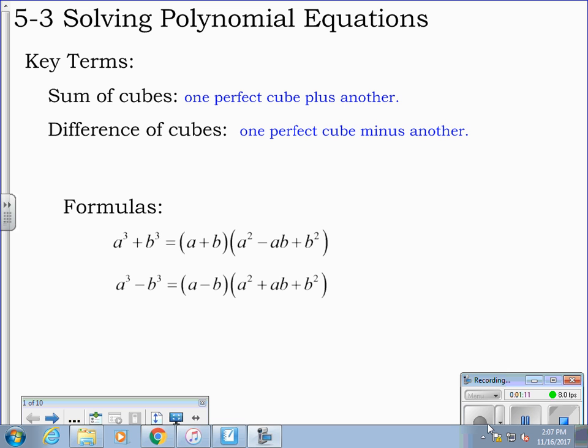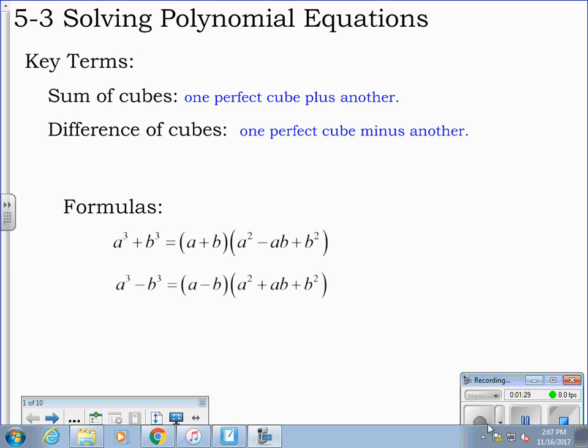So think about that when you're prepping for the Chapter 5 test and your skills test on that, or your lesson quiz when we come back from break. It's going to have this. Okay? You have to have these formulas memorized. Now, they're not that hard.